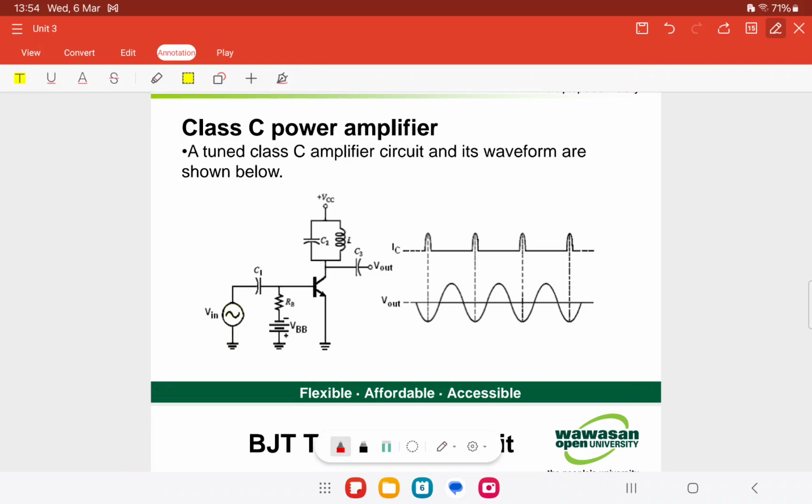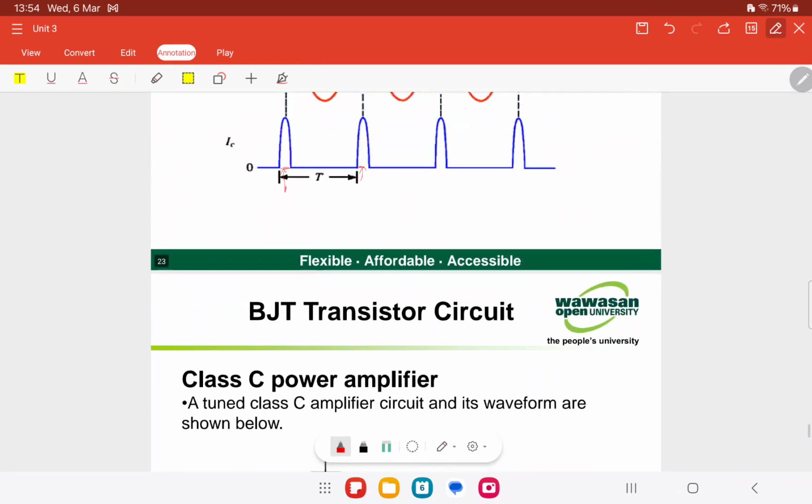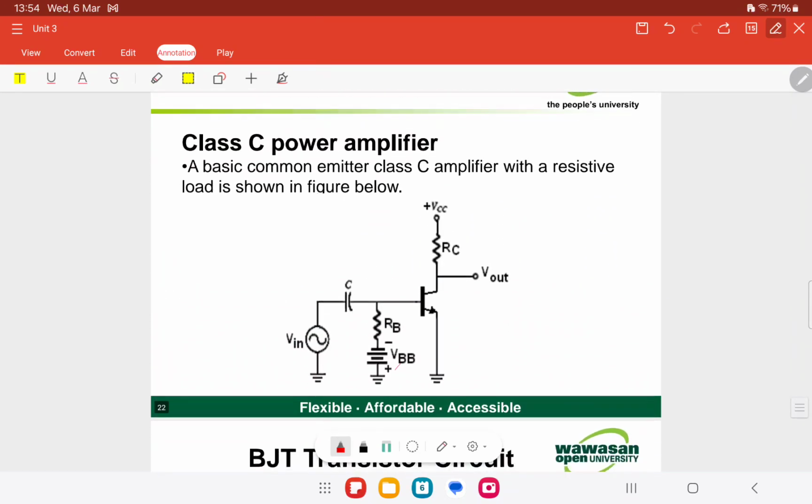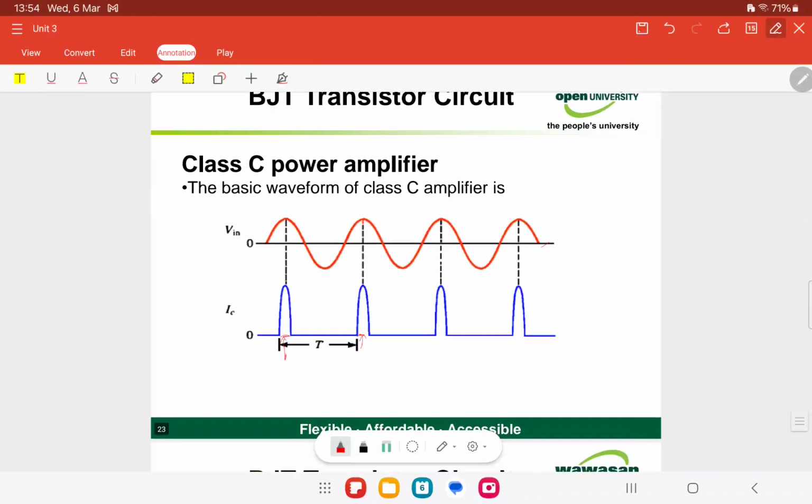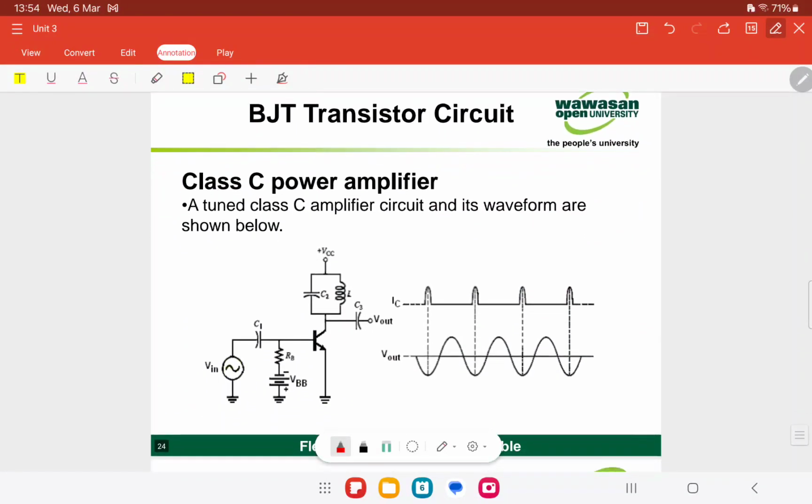So this is a tuned class C amplifier and its waveform. This is for the V out. What is the difference from here? This is for the class C amplifier and this is the tuned class C amplifier, where we have an additional circuit here to get this waveform.